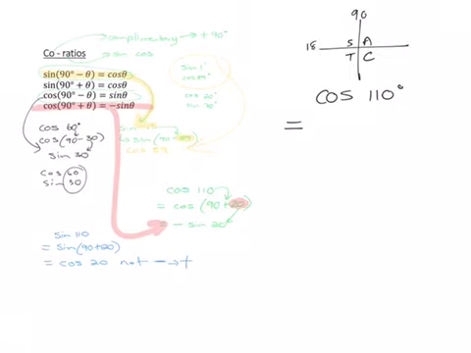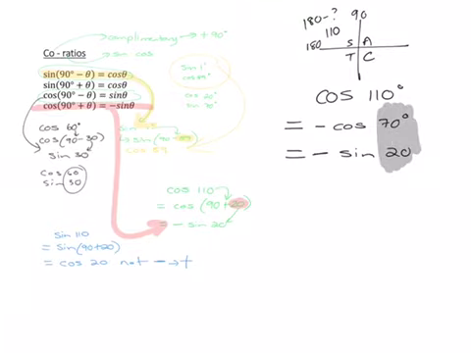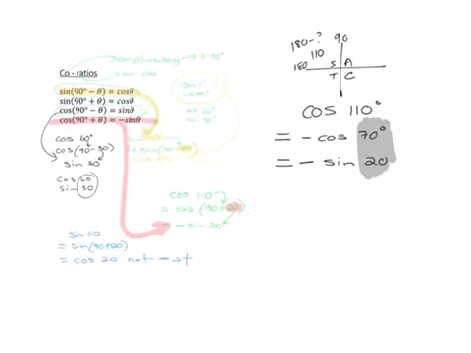110 sits between 90 and 180, so it's 180 minus something, which is going to get me to negative cos, because we're in sine's quadrant, of 180 minus 70 degrees. And then you have already got the same as, so negative cos 70, which you can replicate as negative sine 20, because 70 and 20 make 90. And if you have a look here, that would be the same thing.